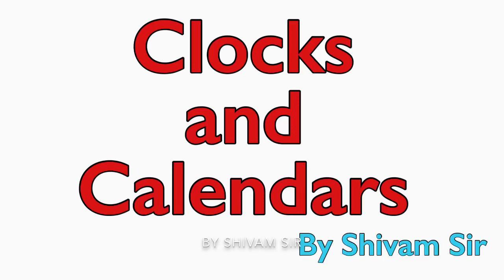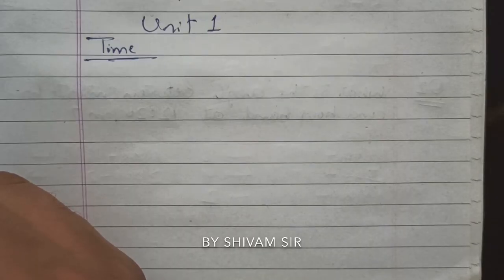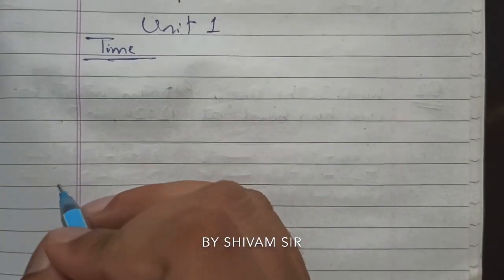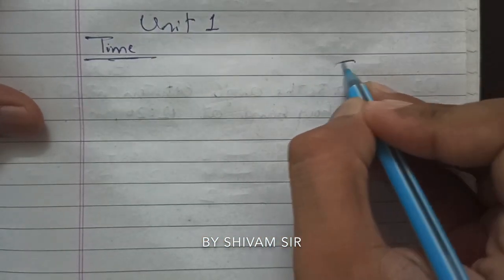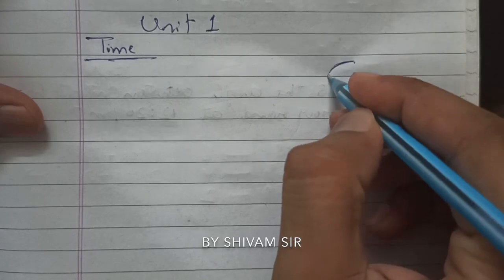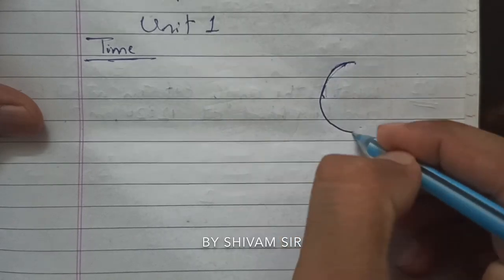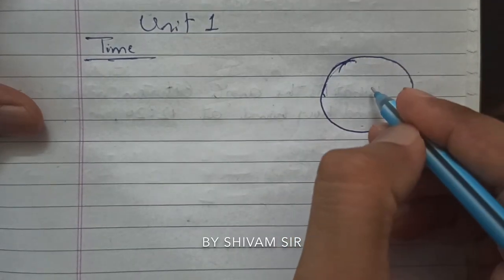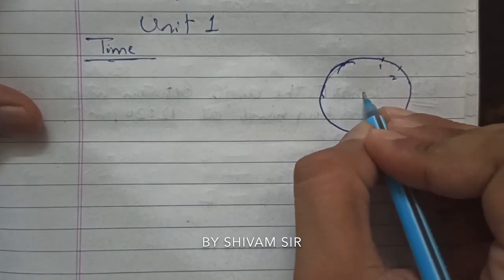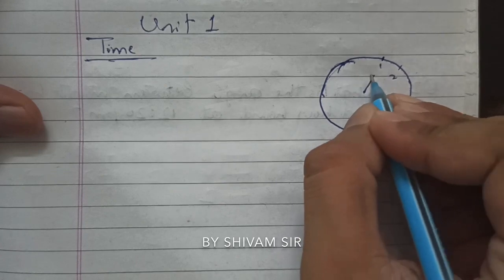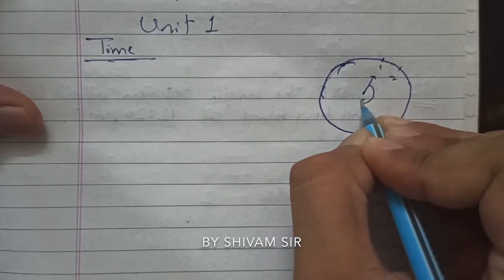So hello all, in this video we'll be discussing unit 1. Let's begin with the first topic of unit 1, which is time. We all know about the clock: the hands of a clock always rotate clockwise, right? Like 1, 2, so the hands always rotate clockwise in this direction.